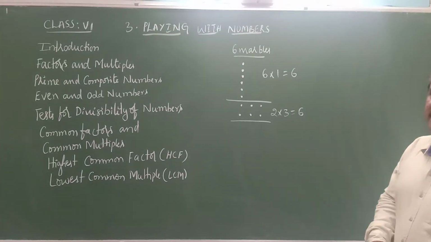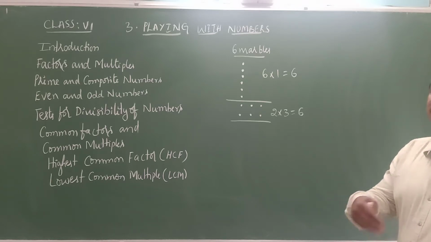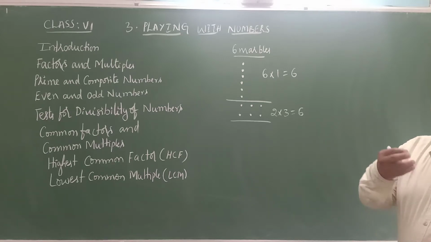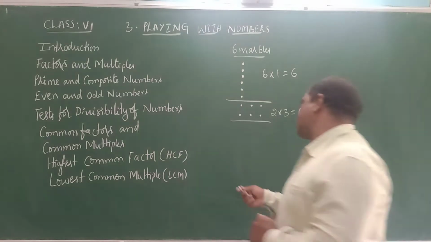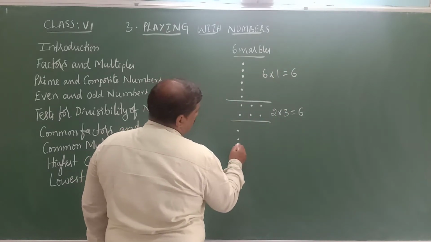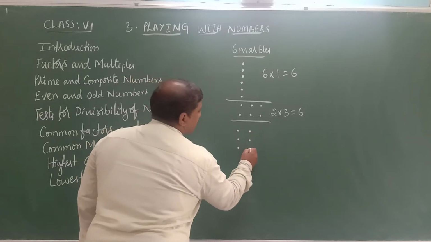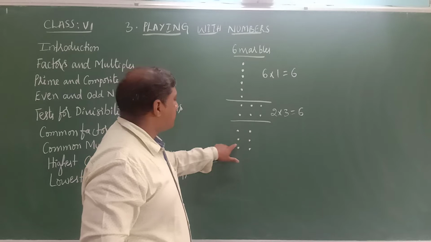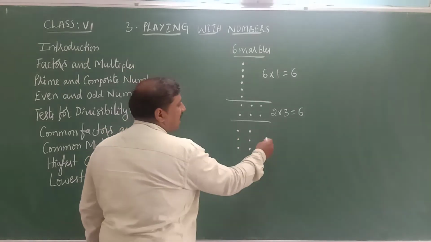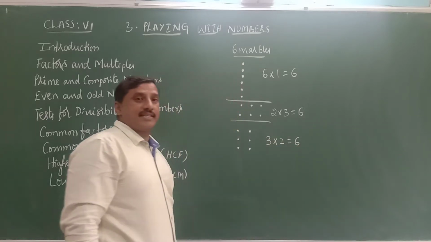So again he tried. Now what he did, he increased the number of rows, that is 3 rows he took, and then he arranged 2 marbles in each row, that is first row, second row, third row, again 1, 2, 3. Now here we have 3 rows, and in each row we have 2 marbles. Then he wrote it as 3 into 2 is equal to 6.